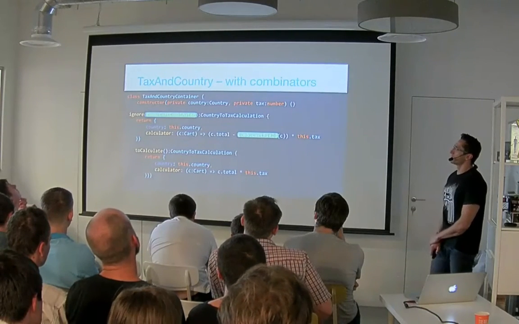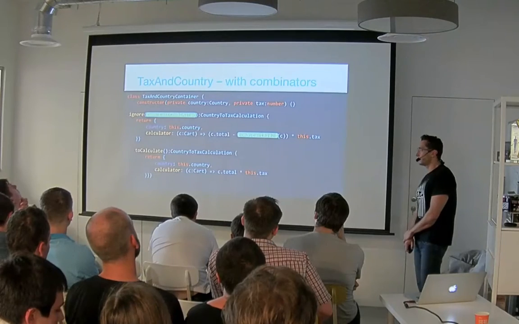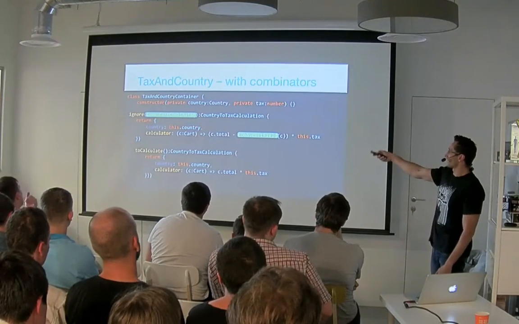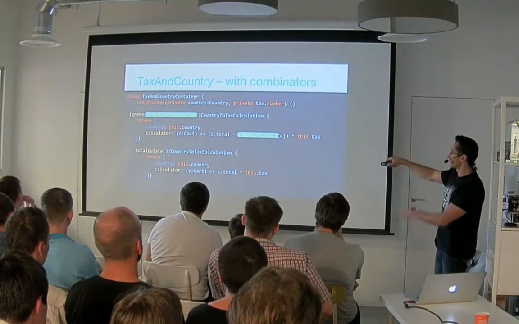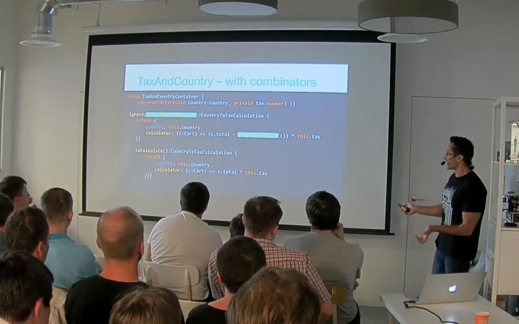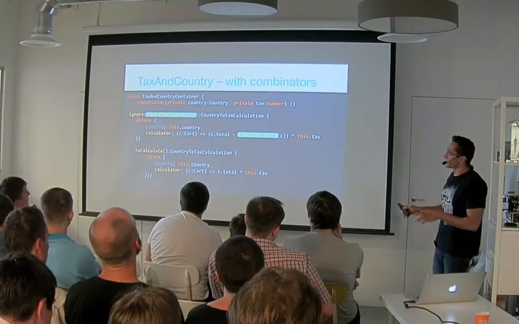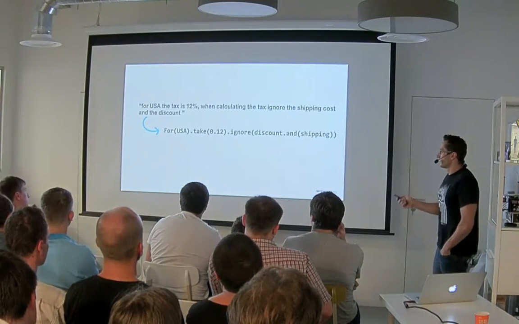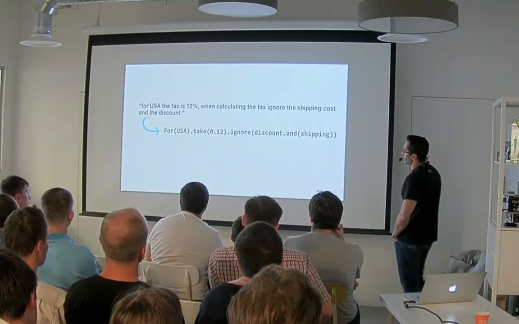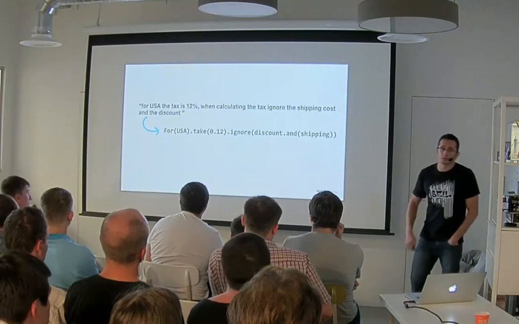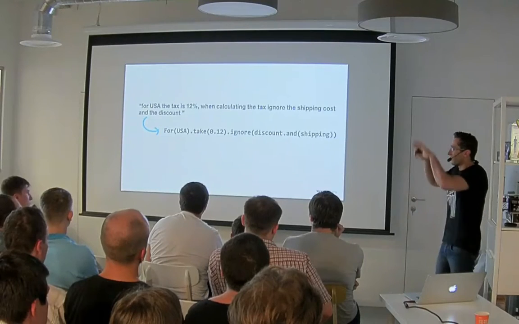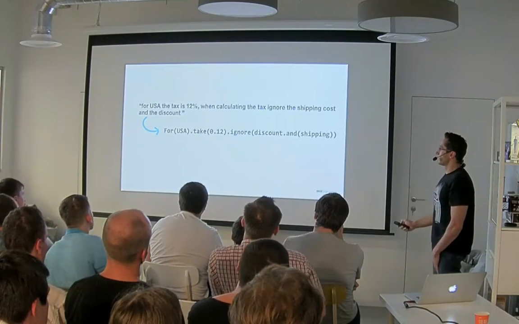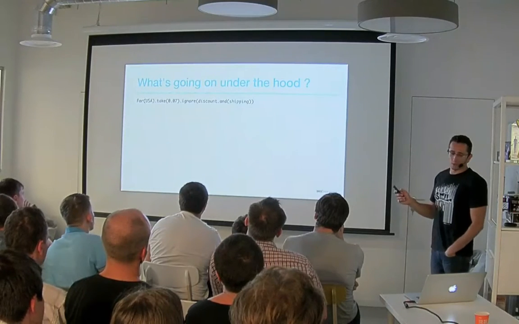So let's see how the ignore function changed from before. Before, the ignore function just took a simple count field. Now it takes a count combinator, and it just does comb.count field with the count, and it's the same thing. So the logic of the function didn't change that much, but now it looks like this. For USA, you say, take 12%, ignore discount and shipping, which is much more English-like instead of the parentheses and the semicolon and stuff like that. So three down, and we have our last one to go.